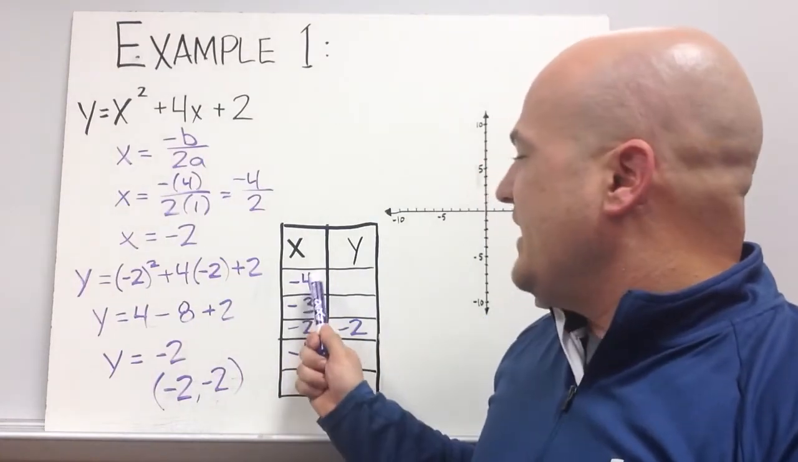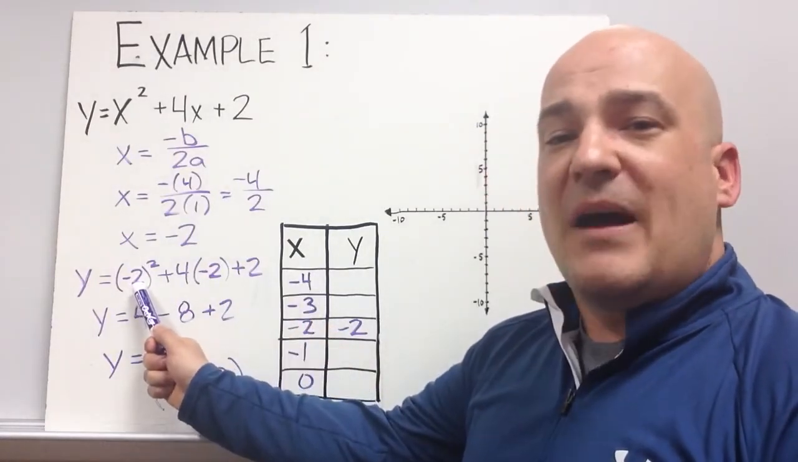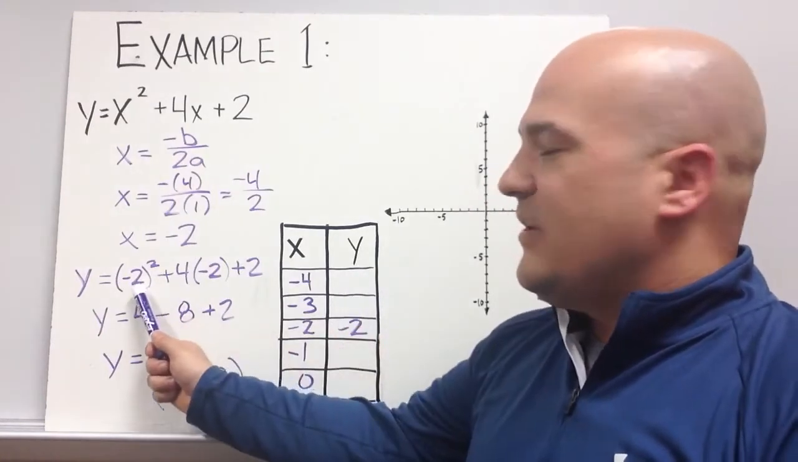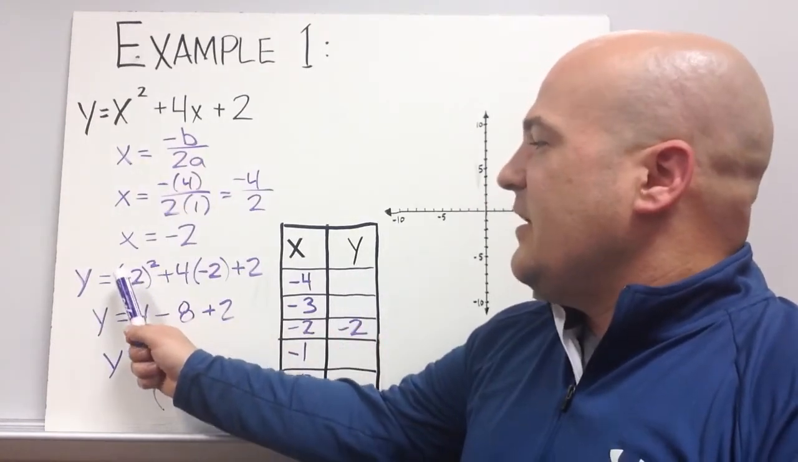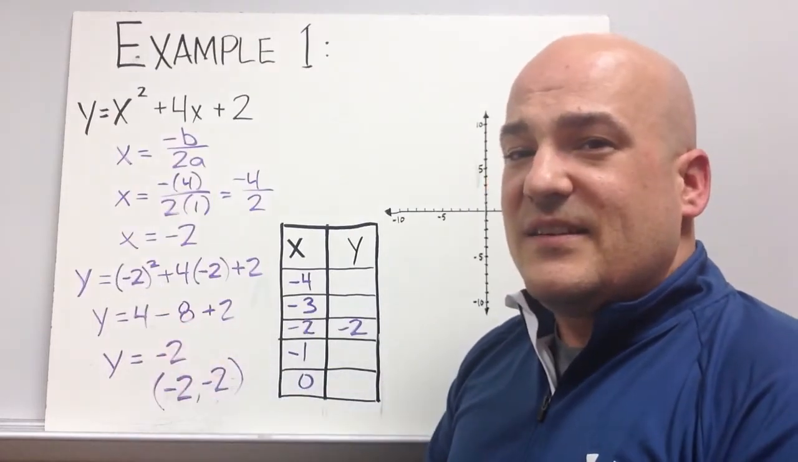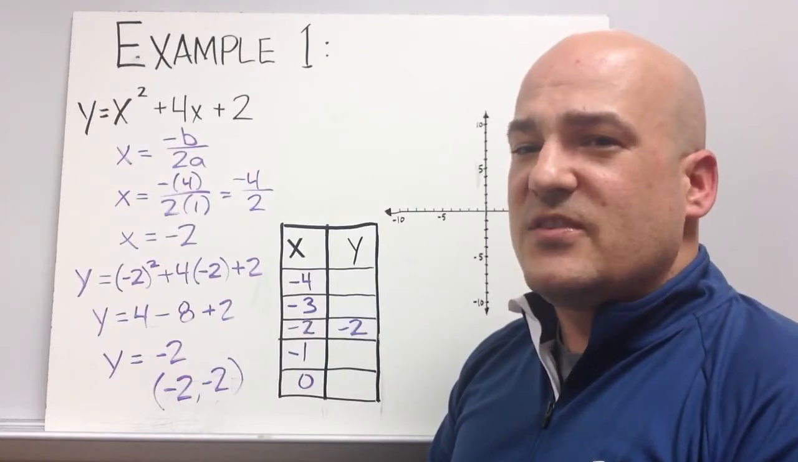Now I need to take each x value and plug it into my original equation so I can find my y. Just like I did with this original equation, when you type it into your calculator, make sure that you put it in parentheses. Otherwise your calculator is going to get confused and it's going to give you wrong answers.